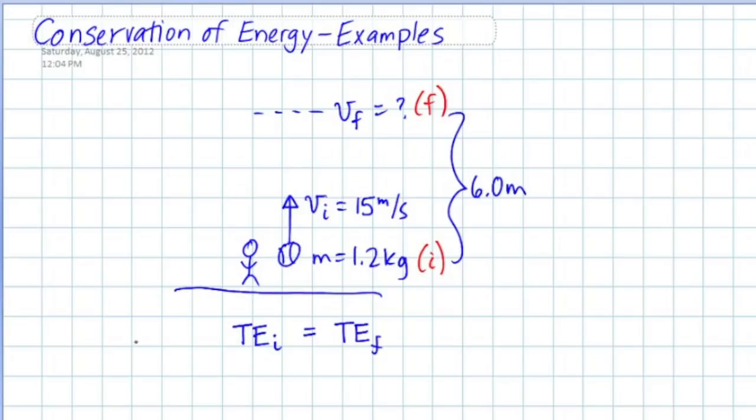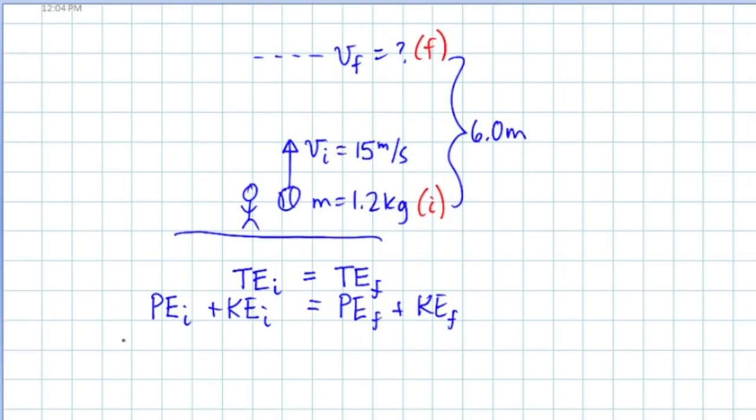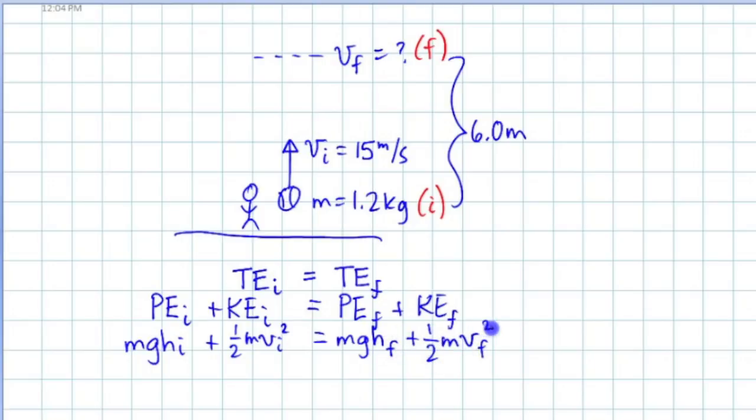So then we can take the potential energy initial and add to that the kinetic energy initial, and that's going to equal potential energy final plus kinetic energy final. Potential energy is mgh initial, kinetic is 1/2 mv initial squared, potential final is mgh final, and kinetic energy final is 1/2 mv final squared.